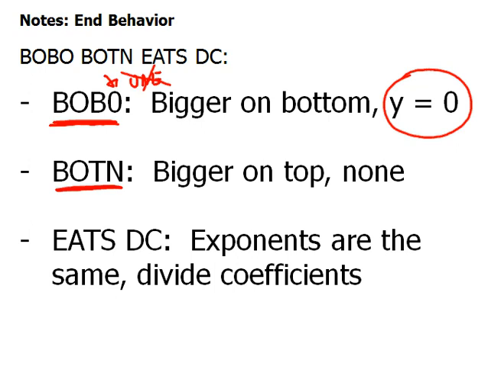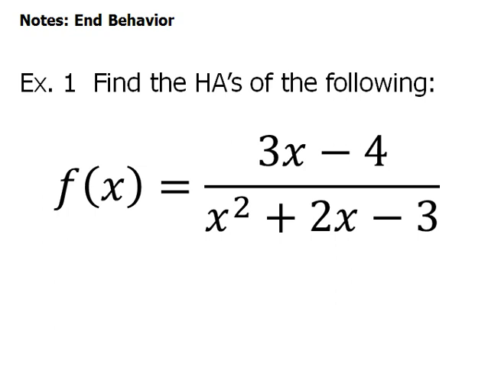All right, we're going to look at some example problems in a second. So the first example says find the horizontal asymptotes of the following. Here we have a rational function, f of x equals 3x minus 4 over x squared plus 2x minus 3. So let's identify the leading terms.